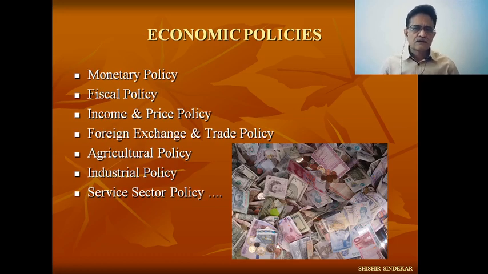There are different policies to achieve these economic objectives, such as monetary policy, which deals with money and money supply through the central bank, that is Reserve Bank of India, which can control that and can use this policy. The second one is fiscal policy. FISC means the treasury, that is how the government earns the revenue and how the government spends the revenue, that is actually the fiscal policy. The third one is income and price policy, which determines the levels of income as well as controls the prices.